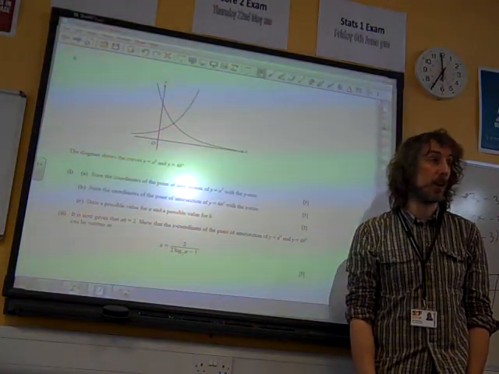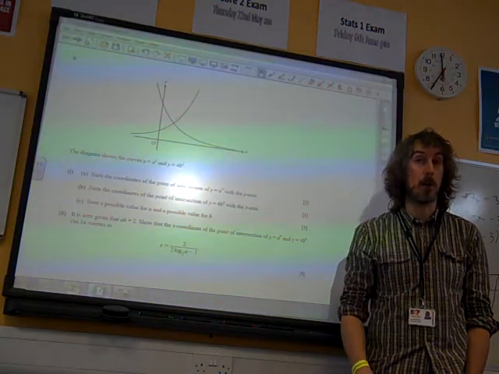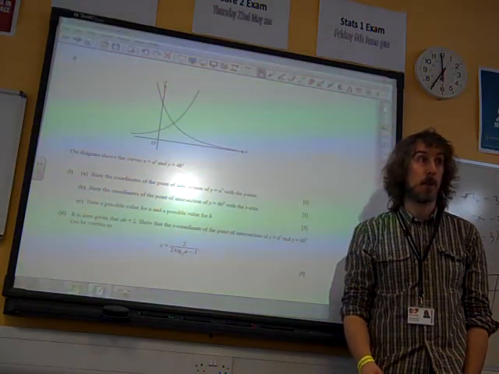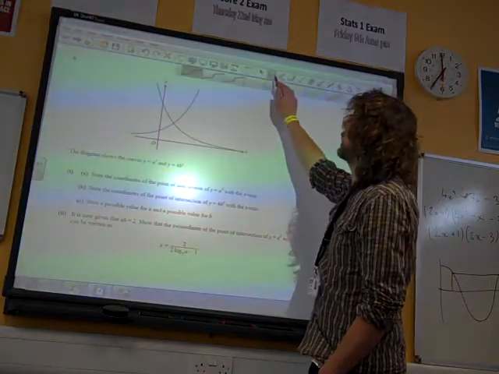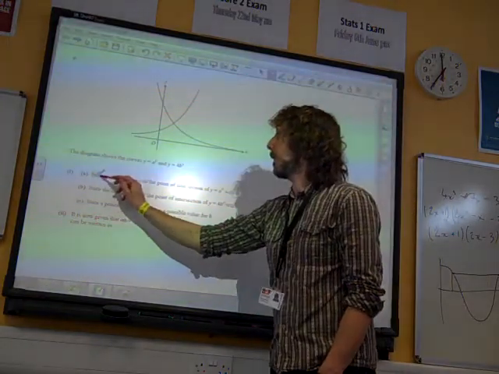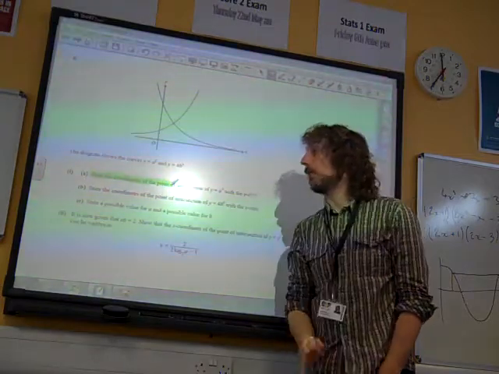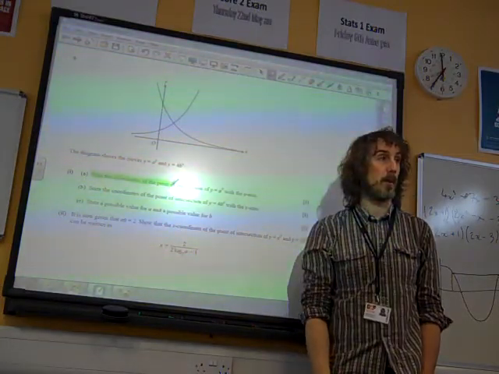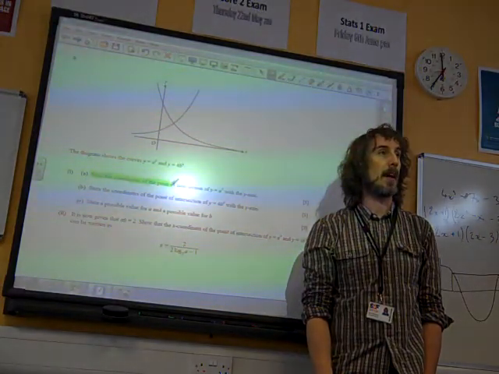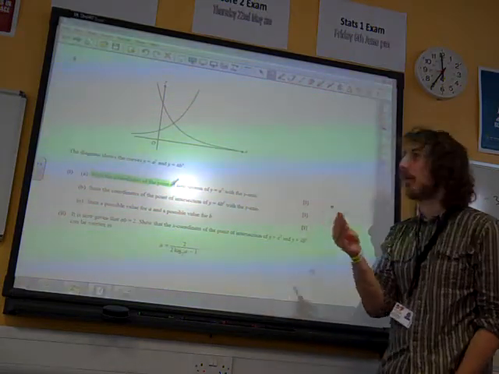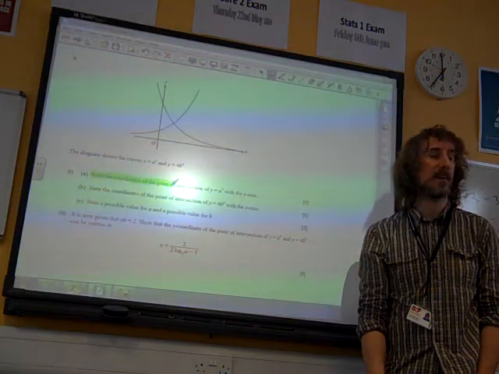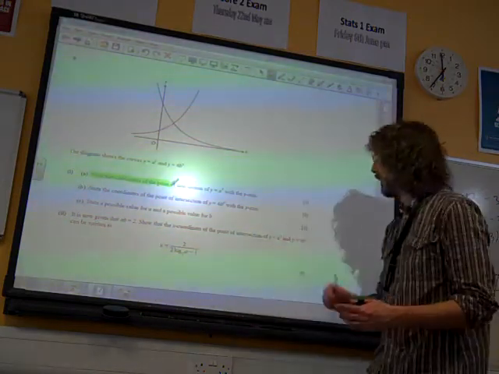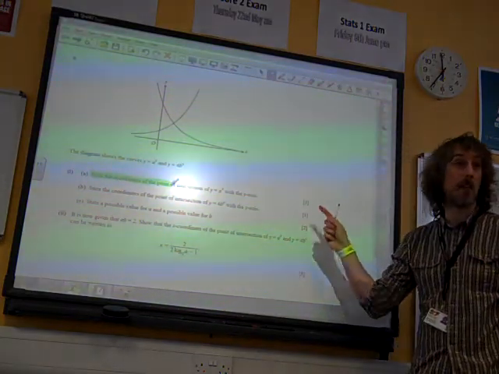Right, some of you are going to complain like mad about not getting the mark for this. But we need to read questions really carefully and pay attention to detail. State the coordinates of the point. That doesn't mean give the y value of the point where it crosses the y-axis. It means the coordinates. And there is only one mark, so there's no grey area in this.